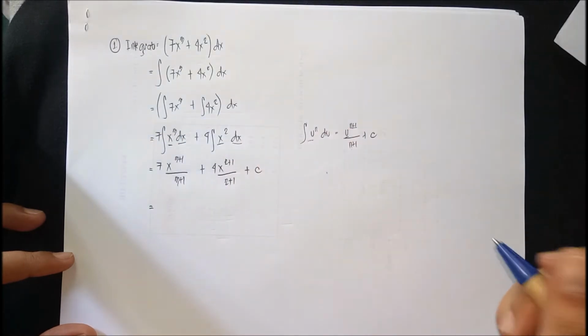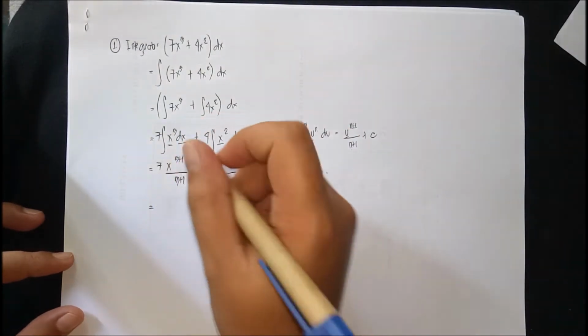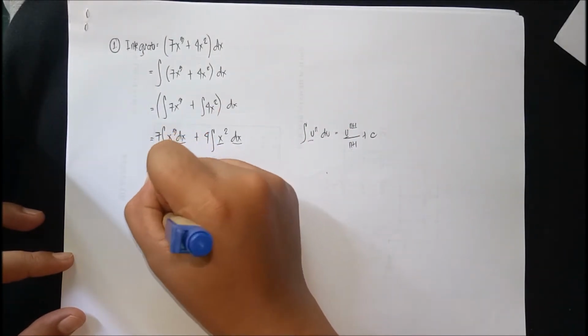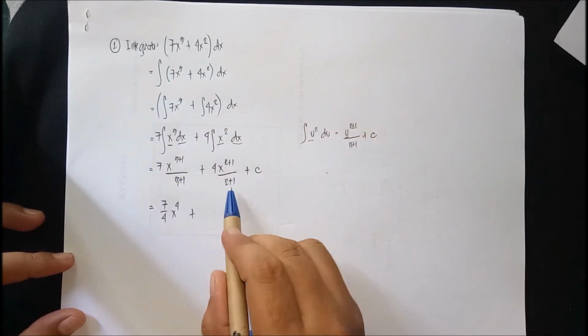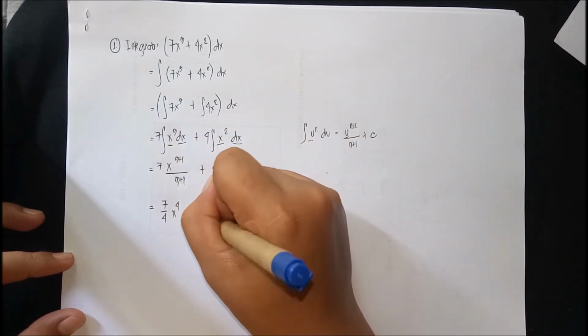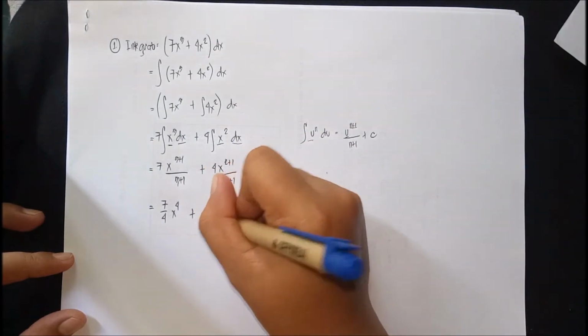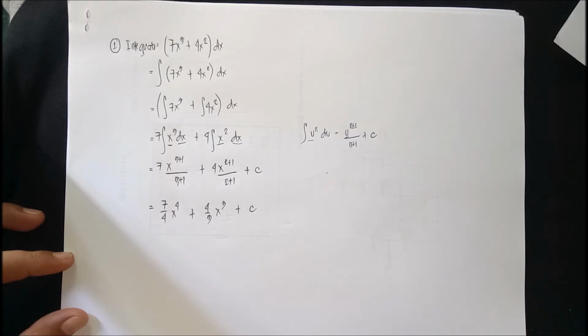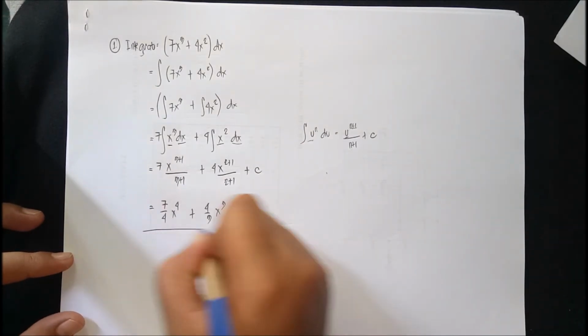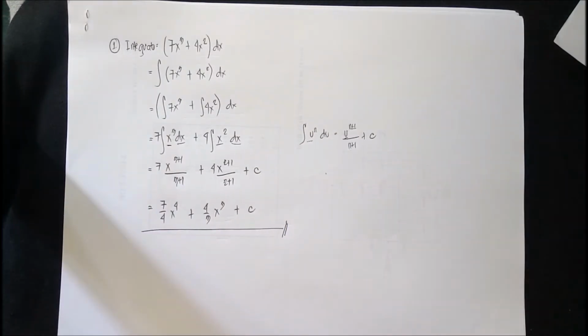Then, simplifying it plus, we have here, this becomes 4. So, 7 over 4, x to the 4, plus, this one is 3, 4 over 3, x cubed, plus c. Okay? So, this is our final answer.